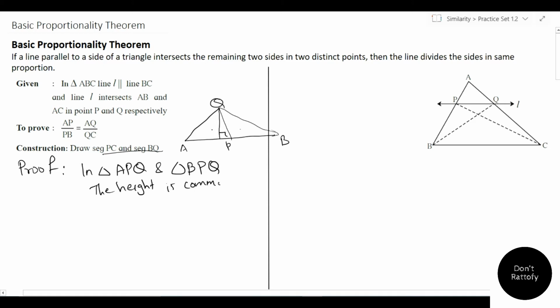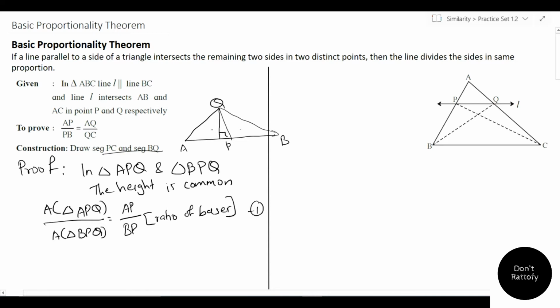If the height is common, what we know is that area of triangle APQ upon area of triangle BPQ is equal to the ratio of their corresponding bases. The base of triangle APQ is AP, and the base of triangle BPQ is BP. This is our first equation.